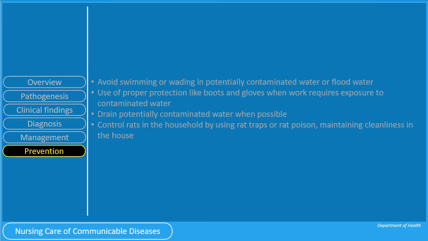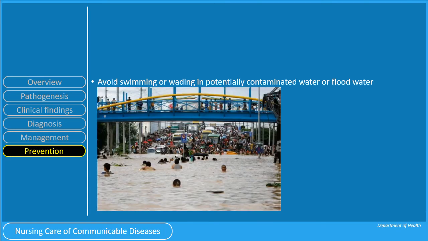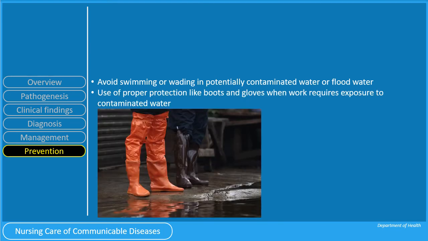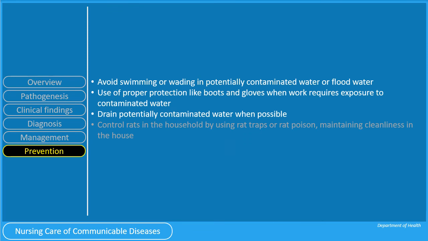Prevention and control should be targeted at the infection source, the route of transmission between the infection source and the human host, or the infection or disease in the human host. To do all this, one must avoid swimming or wading in potentially contaminated water or flood water. Use proper protection like boots and gloves when work requires exposure to contaminated water. Drain potentially contaminated water when possible, and control rats in the household by using rat traps or rat poison, and maintain the cleanliness in the house.